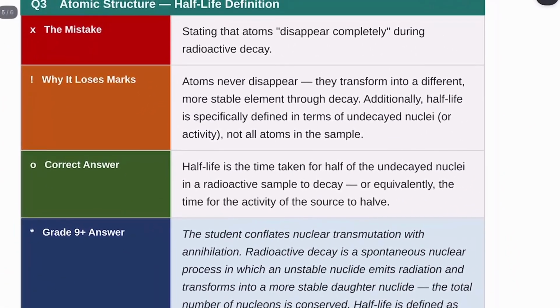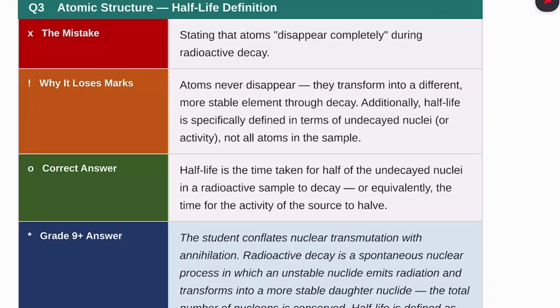Yep, so question 3, half-life definition. Stating that the atoms disappear completely during radioactive decay, that's the mistake. Why does it lose marks? Well, the atoms don't disappear, they transform, right? Exactly as we said. And a half-life is specifically defined in terms of undecayed nuclei, okay? So not the atoms. So again, make sure you mention nuclei to make sure you get all the marks, okay?